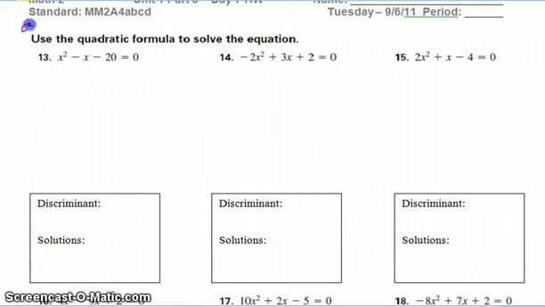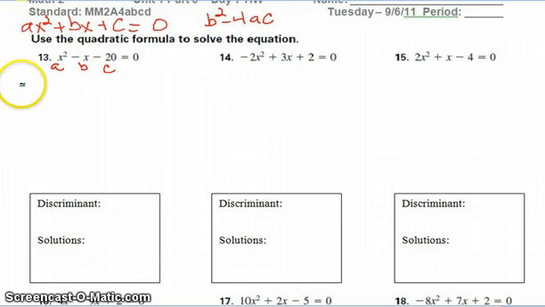If you remember, according to ax squared plus bx plus c equals 0, this would be the a, this would be the b, this would be the c. Now the first thing we want to find when we solve with the quadratic formula is the discriminant, which is b squared minus 4ac. So this discriminant would be b squared, negative 1 times negative 1, which would be 1, minus 4 times a, which is 1, times c, which is negative 20. If you multiply that out, and your calculator would be fine, that gives you 81.